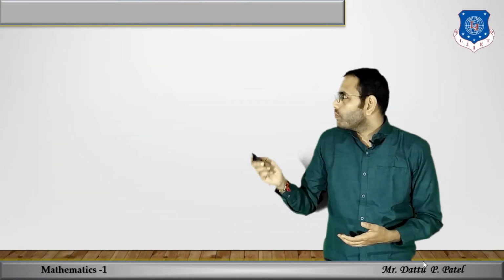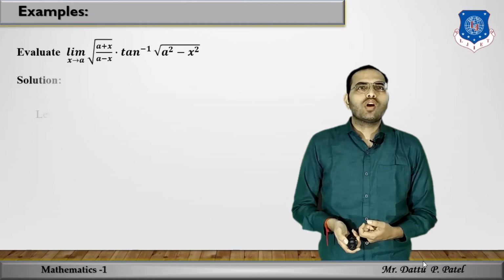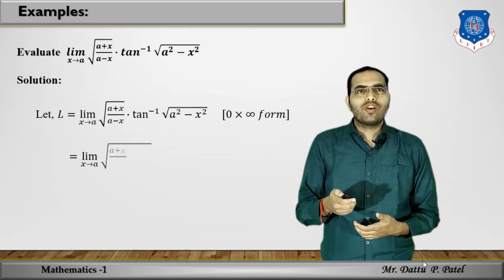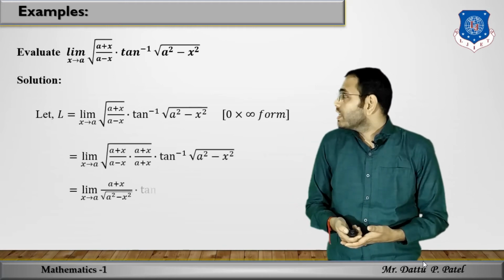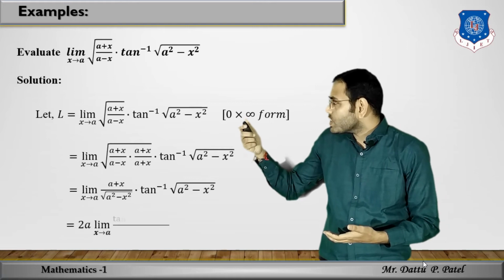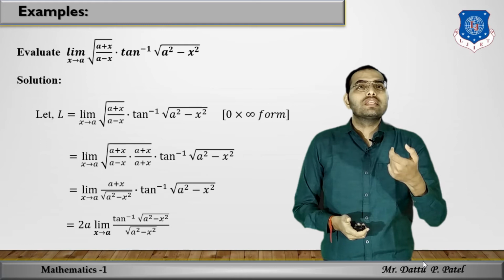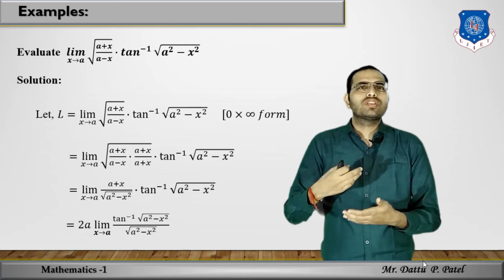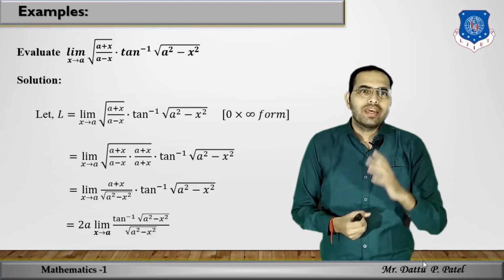Let's see one more example. Evaluate the limit as x tends to 0 of square root of (a plus x upon a minus x) into tan inverse of square root of (a square minus x square). Firstly, which indeterminate form is satisfied? Here it is the 0 into infinity form. Then convert the 0 into infinity form to the infinity by infinity or 0 by 0 form.